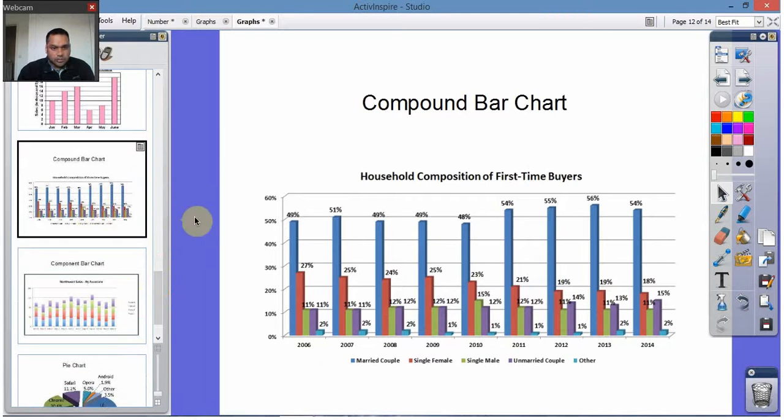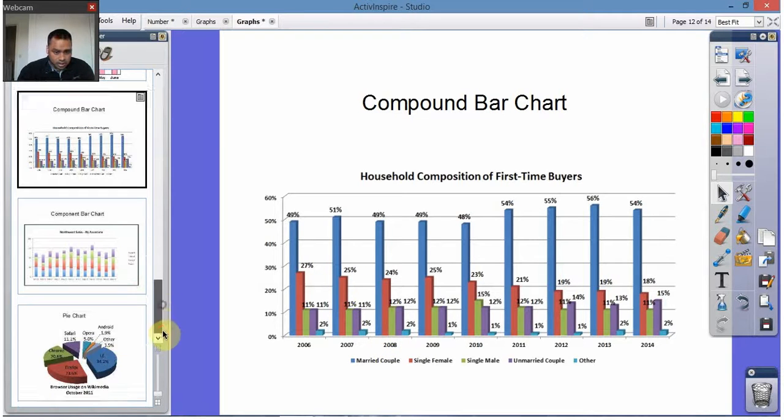Compound bar chart. So here we've got more than one type of information shown on the same bar chart. So we've got married couple data, single female data. So the data is kind of split up, so you can compare all the females. You can compare all the married couples, you can compare the single males, and normally they might have a total as well, but this one doesn't seem to have one.